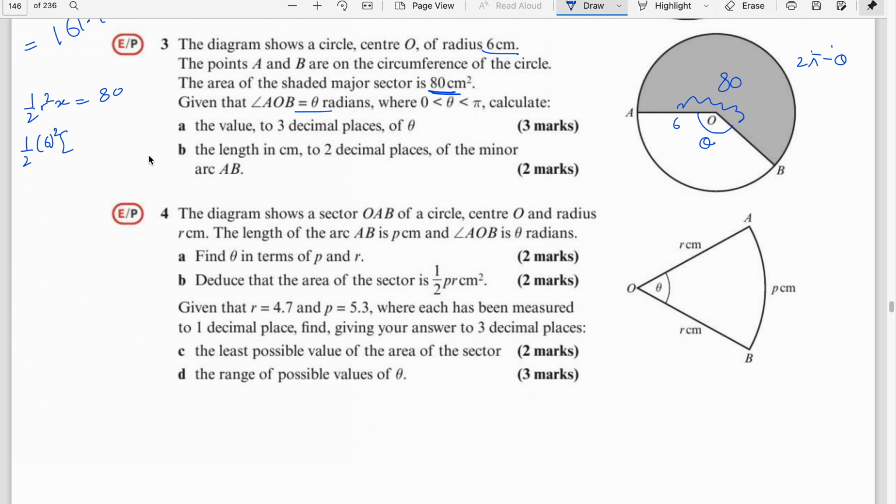Let's say I'm using X. So that is 2π − θ = 80. Now we have to make θ the subject and solve for it. 6 squared is 36, 36 by 2 is 18. So 2π − θ = 80/18. Bring 2π to the left-hand side and take θ to the other side, and we're left with θ = 2π − 80/18.